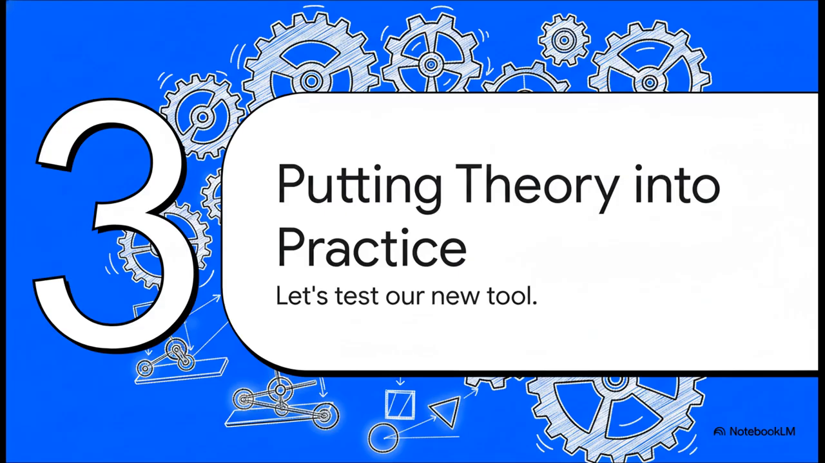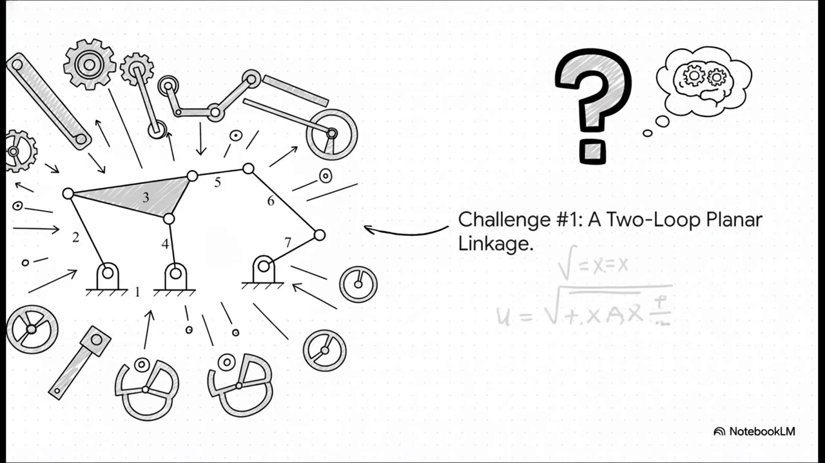All right, now that we've got the formula, the absolute best way to get it is to see it in action. So let's put our new tool to work and tackle a few challenges, starting with a pretty cool planar design. For our first challenge, we've got this 2-loop linkage. You can see it's got a bit more going on than a simple hinge. So the big question is, how many motors would we need to actually control this thing's movement? Let's use the formula and find out.